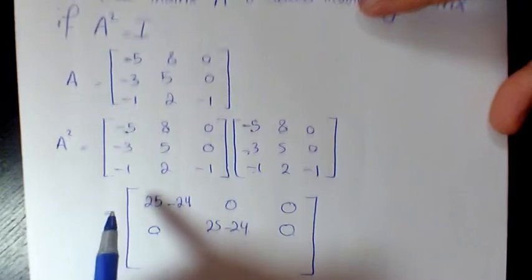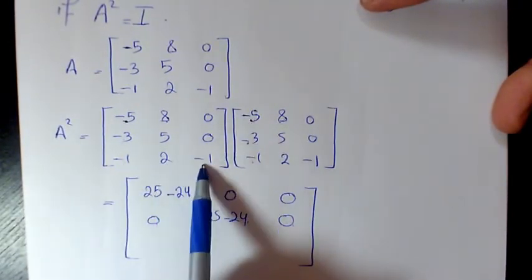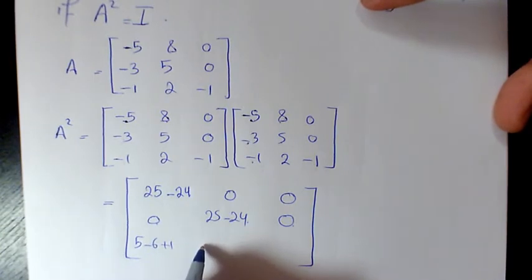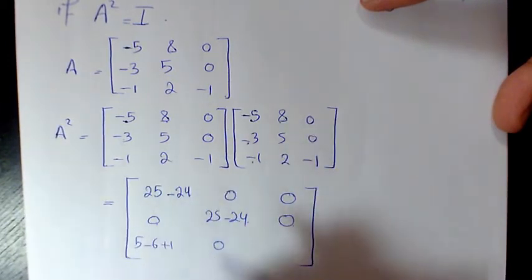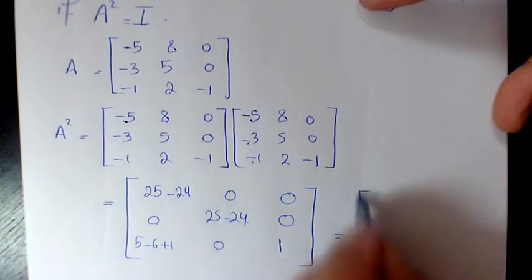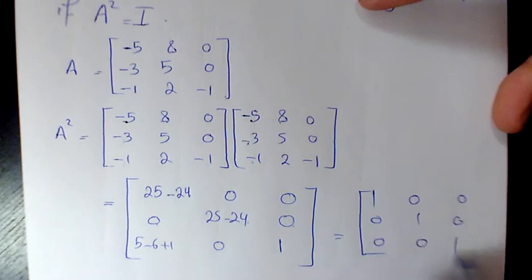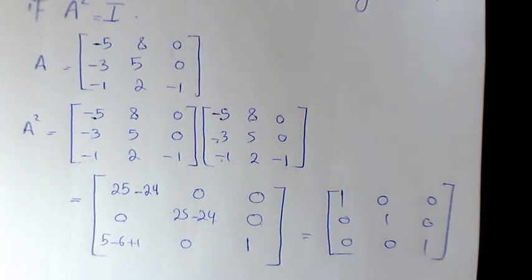Next one, -3 times 0, 5 times 0, 0 times -1. It's going to be 0. You have -1 times -5, 2 times -3, -1 times -1. That's going to be 5 minus 6 plus 1. And here you have -8 plus 10 minus 2, 0. And here you have -1 times 0, 2 times 0, -1 times -1 is going to be 1. So when you simplify it, it's going to be 1, 0, 0, 0, 1, 0, 0, 0, 1. As you see here, we have the unit matrix. It means that A is an involutory matrix.